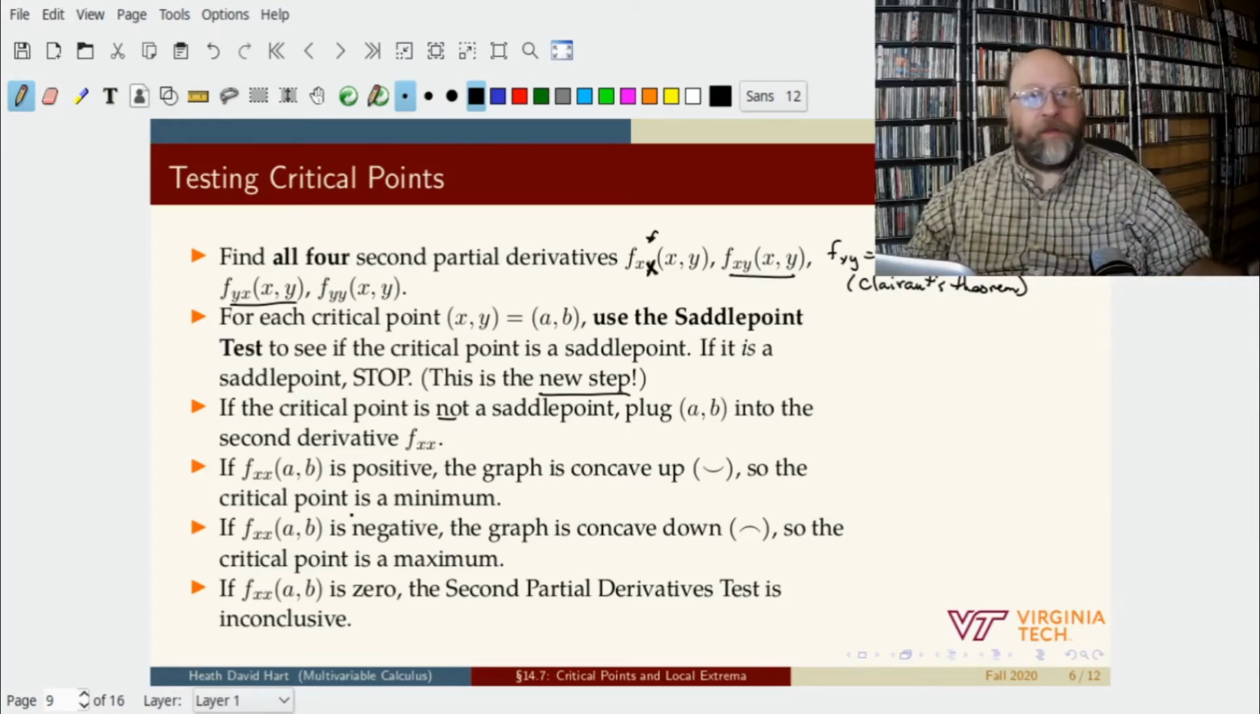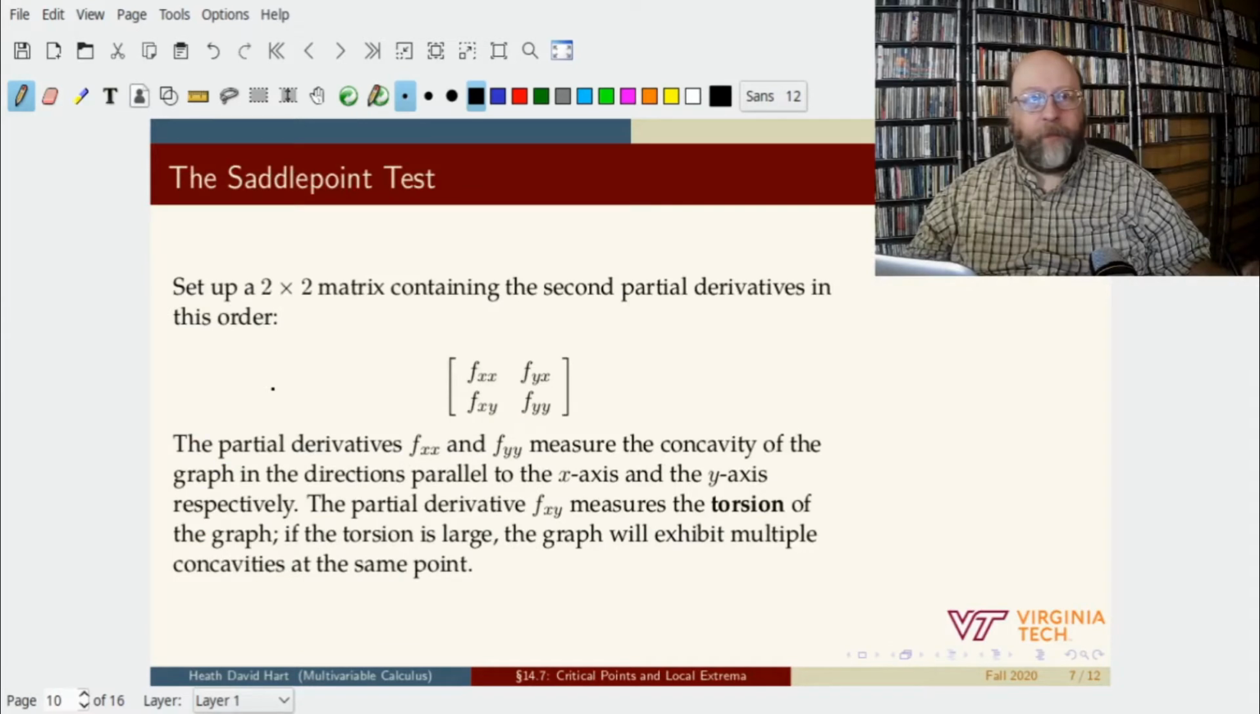This is so much simpler in single variable calculus. We just found a partial derivative and then tested to see if it was positive or negative or 0. But we have this new test that's called the saddle point test. Okay, so let's talk about how the saddle point test works.